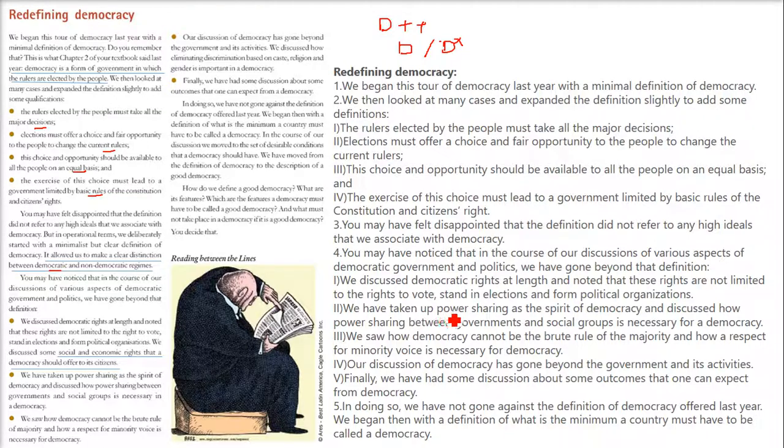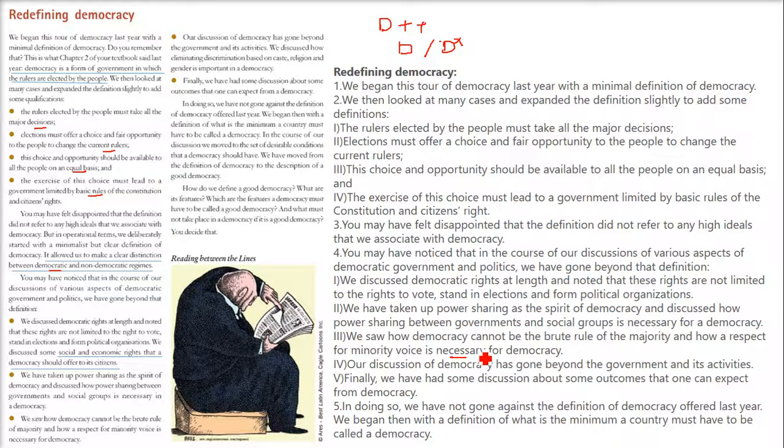We have taken power sharing as the spirit of democracy, as we saw in Belgium, where the Dutch and French got an equal share of power, and we discussed how power is shared between government and social groups, like in India, where every social group like SC, STs, OBCs, Hindus, Muslims have equal rights. This is the spirit of democracy. This is necessary for a democracy. And we also saw how democracy cannot be just rule by the majority, like what happened in Sri Lanka. The Sinhala Buddhist people did their majoritarian activity, and the country was broken apart. So how to respect and listen to the minority voice is also very important and necessary for democracy.